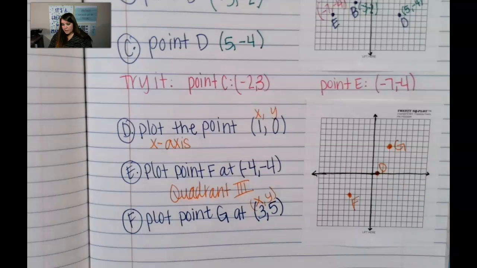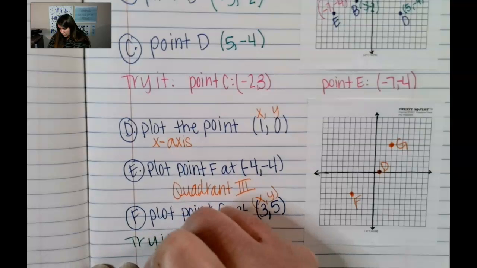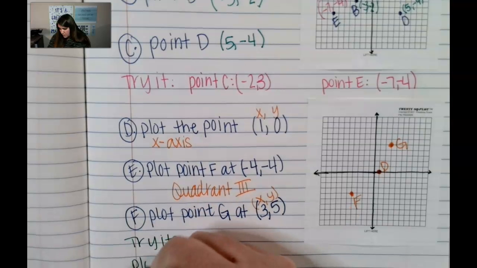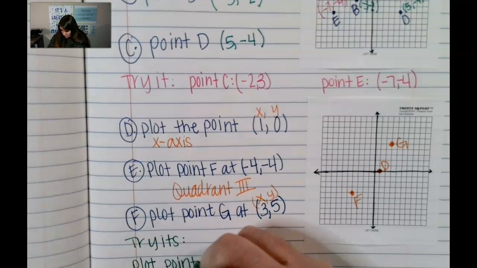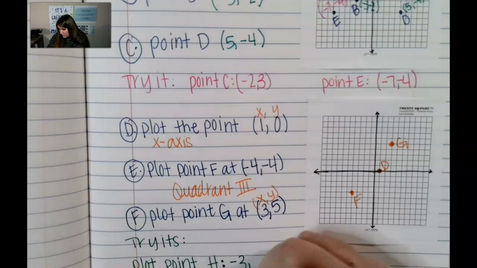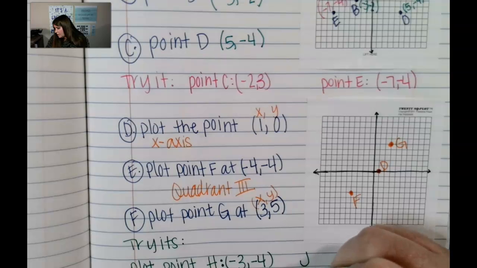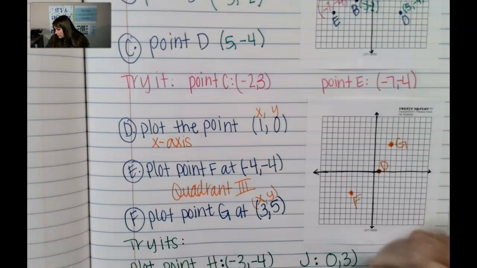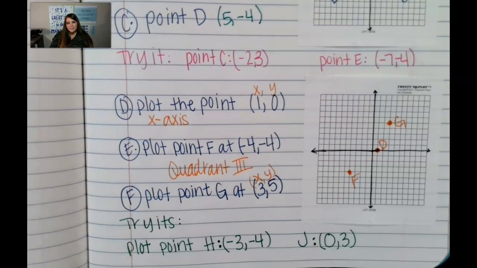All right, it is your turn now for your try it. And so for your try it, I want you to plot point H, and you're going to plot point H at -3, -4. And then I want you to plot point J, and J is located at 0, 3. Okay, so go ahead and plot both. Plot both of those and then hit play when you are ready to check your understanding.